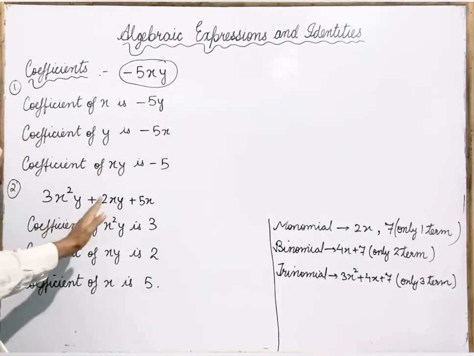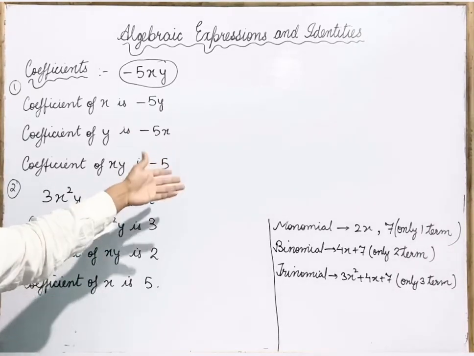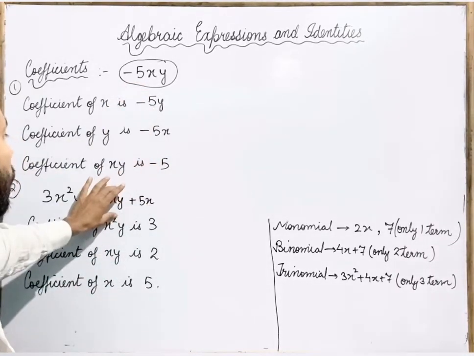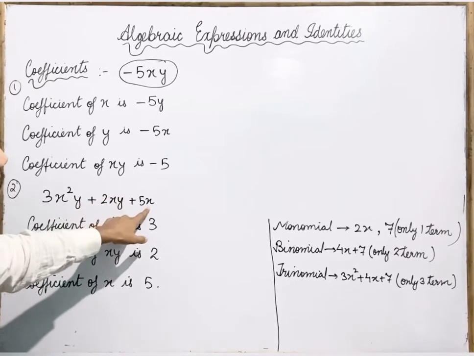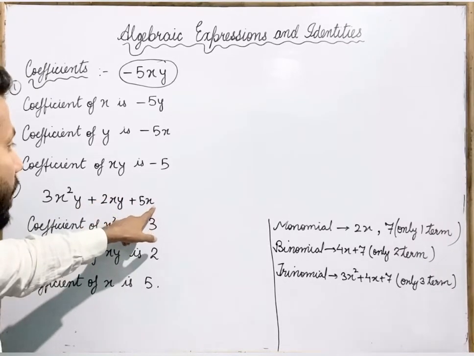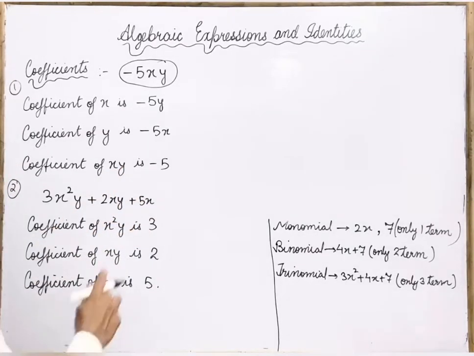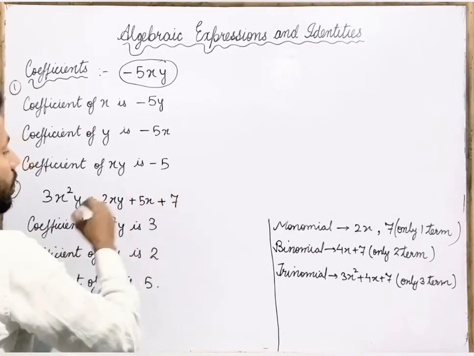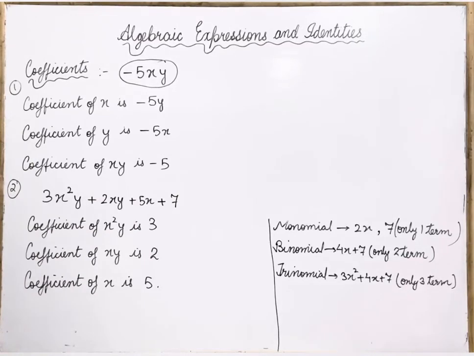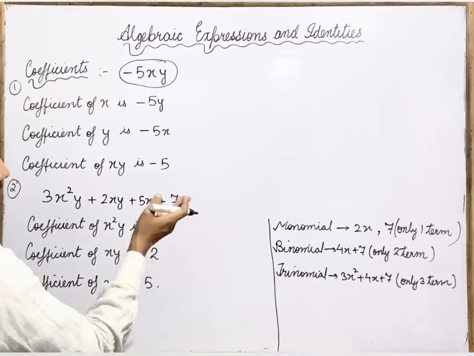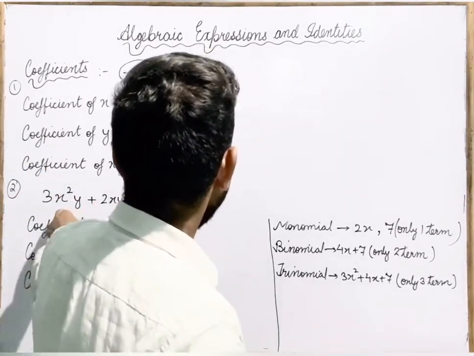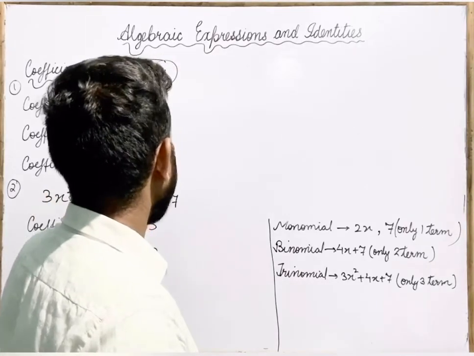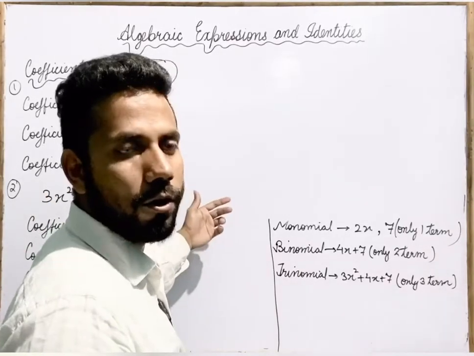But if there are multiple terms, if there are terms other than monomial, this is a monomial but this is a trinomial. So what is the coefficient of x square y? It is 3. What is the coefficient of xy? That is 2. What is the coefficient of x? That is 5. If a term is given as 7, what is the coefficient of 7? That is 7 itself. Coefficient of 7 is 7. So this is how we find coefficients. And these are the individual terms. How many terms are there? 4. So it is a quadrinomial.